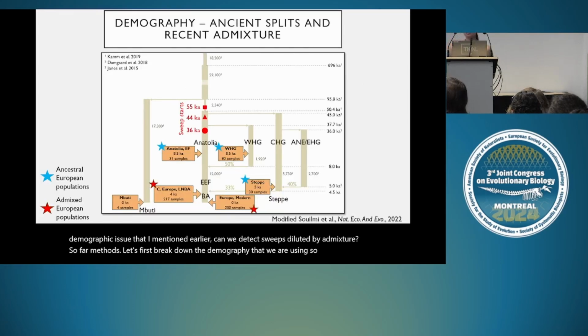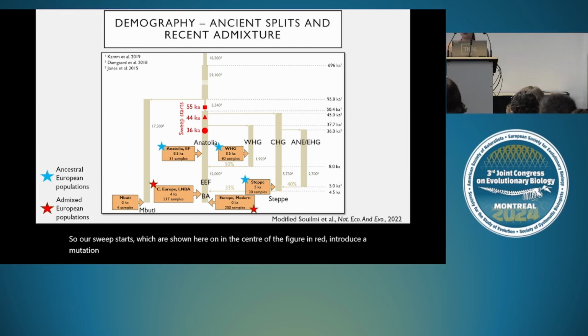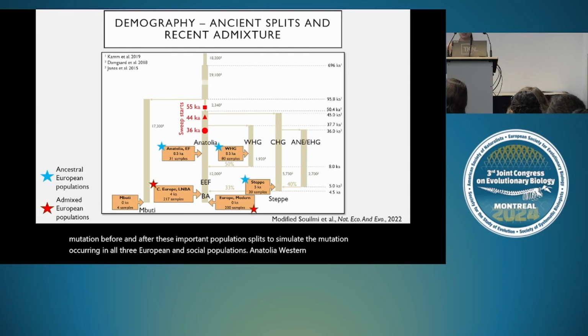For our methods, let's first break down the demography that we're using. For this study, we simulate a realistic European demographic model, including population splits and admixture events over time. Our sweep starts, which are shown here in the center of the figure in red, introduce a mutation before and after these important population splits to simulate a mutation occurring in all 3 European ancestral populations, Anatolia, Western hunter-gatherer, and steppe, or just in Anatolia and Western hunter-gatherer, or just in Anatolia.